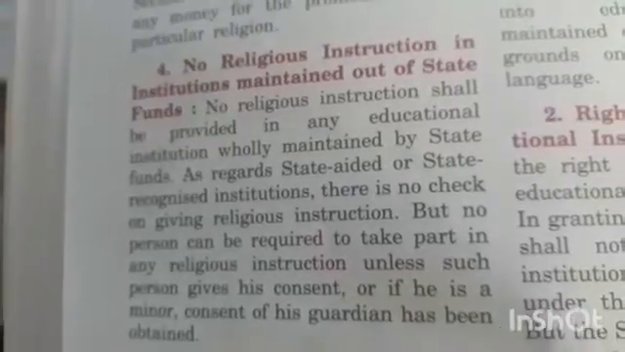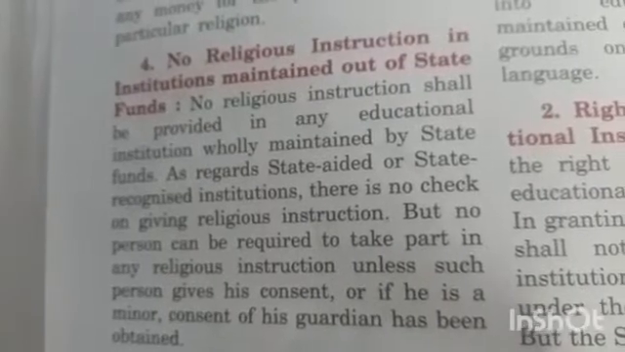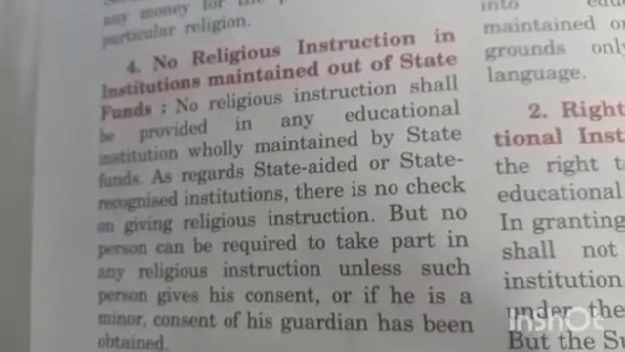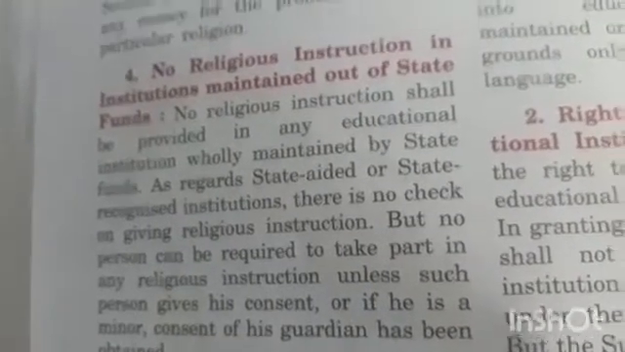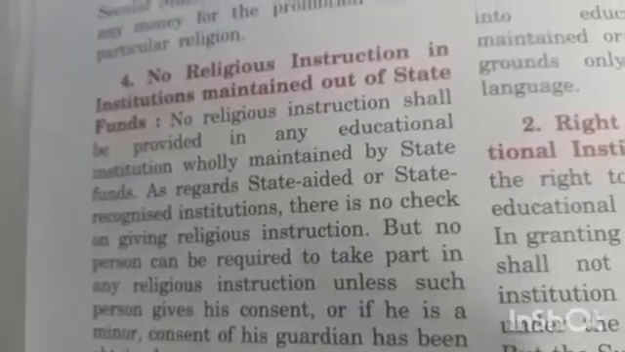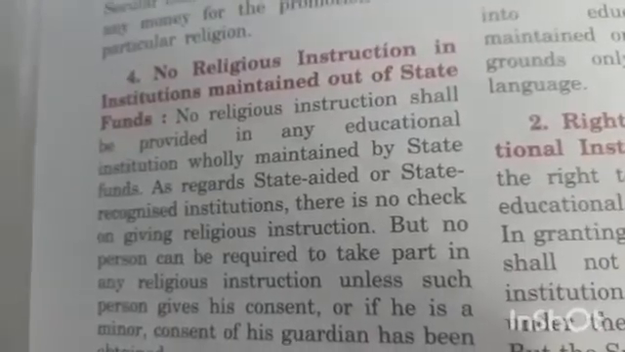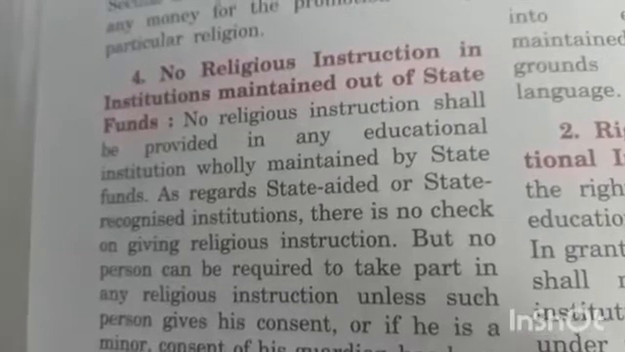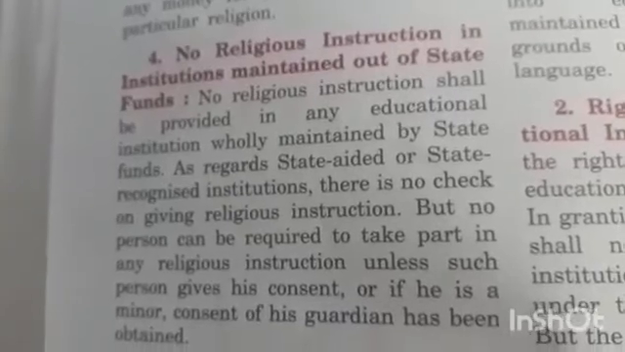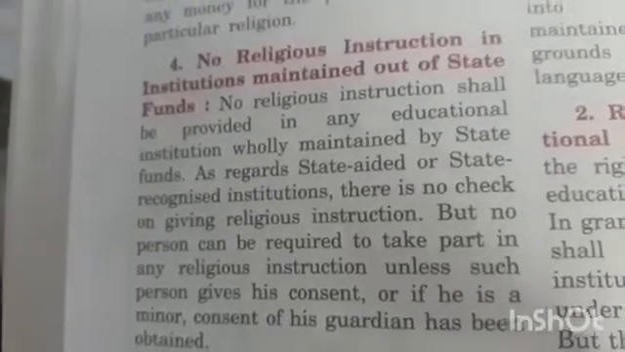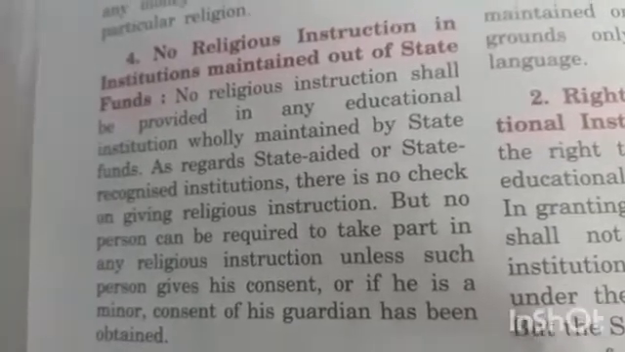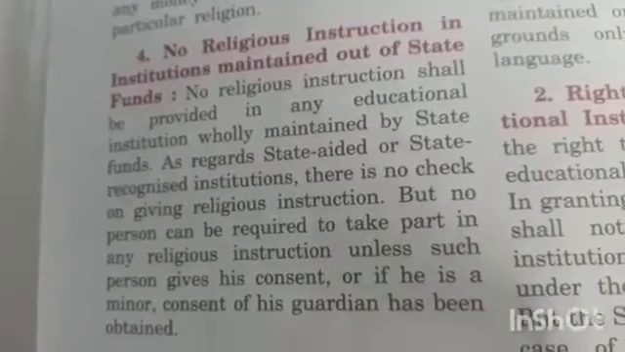No religious instruction in institutions maintained out of state funds. So no religious instruction shall be provided in any educational institution wholly maintained by state funds. We should have a secular type of education system, in which any person from any religious background can come and study without any differences. And our Indian Constitution guarantees that right to all its citizens.